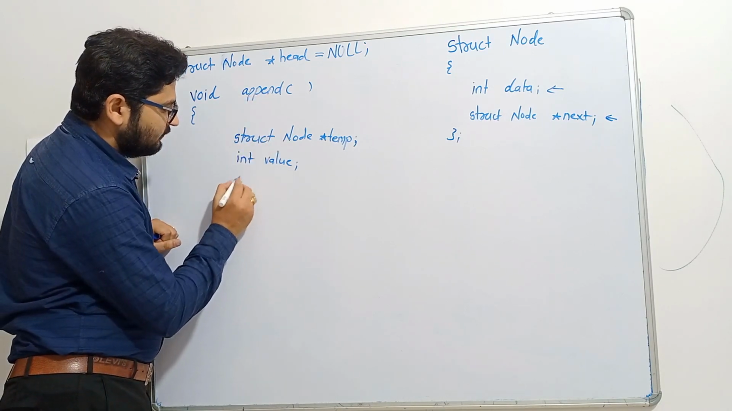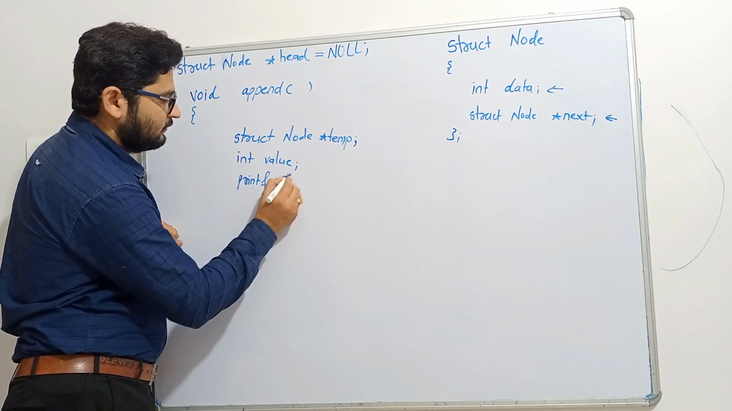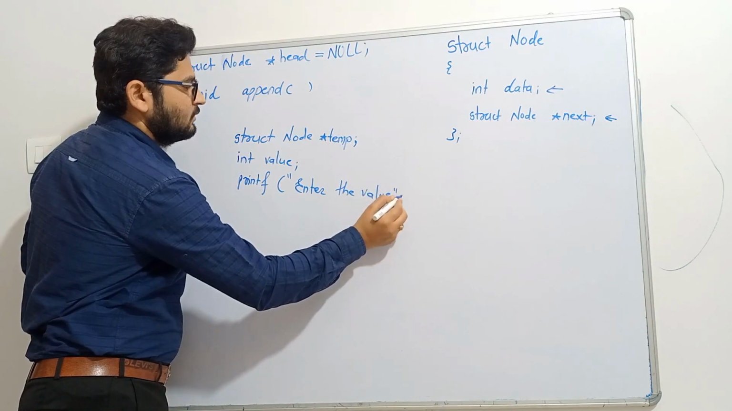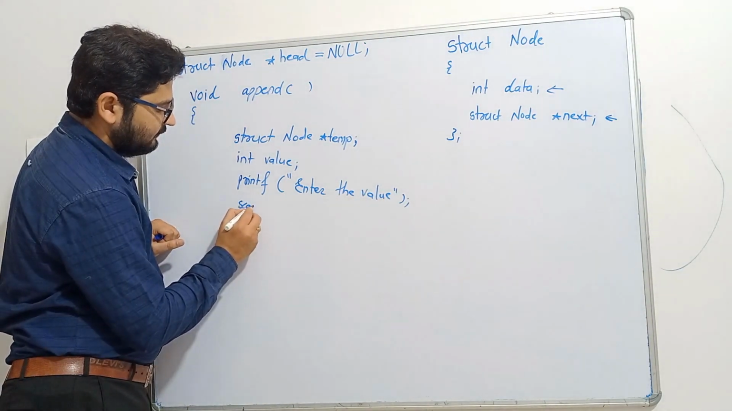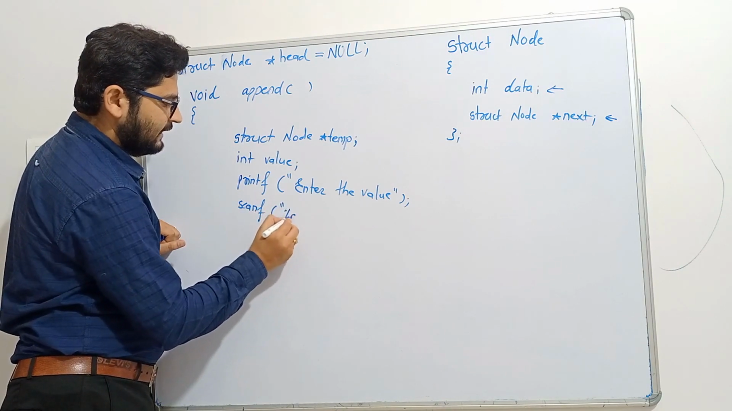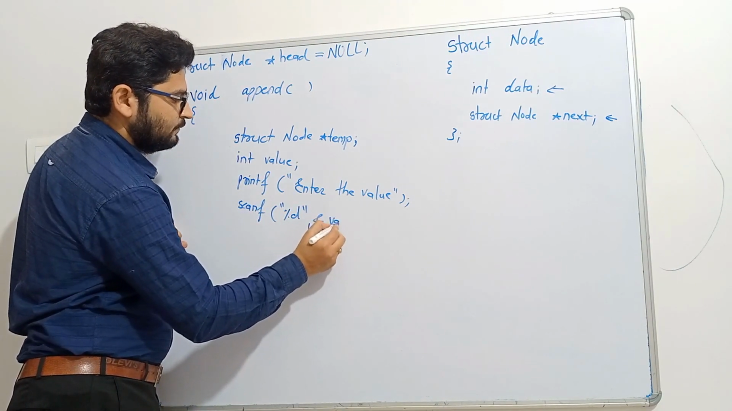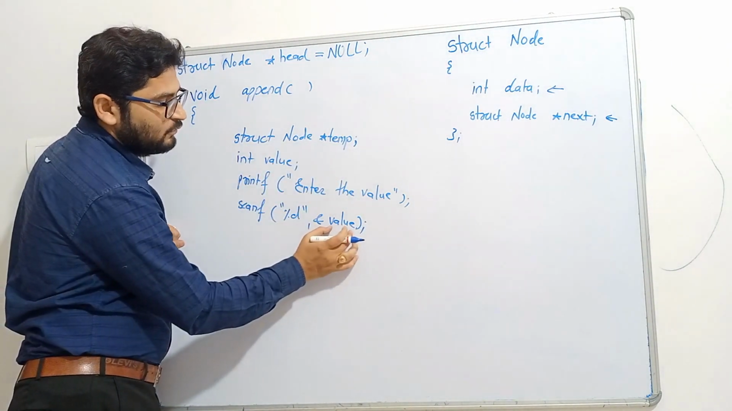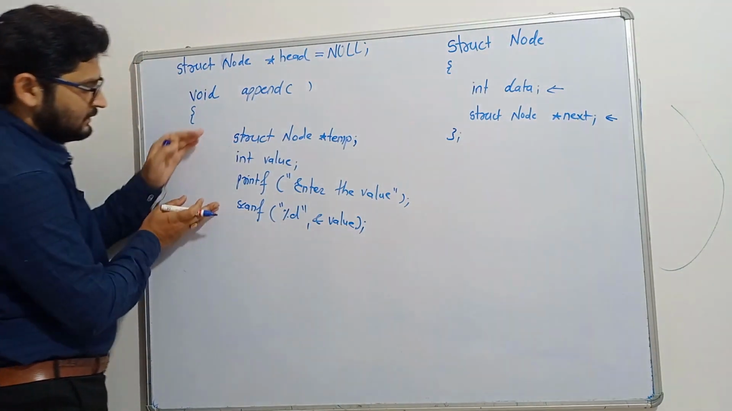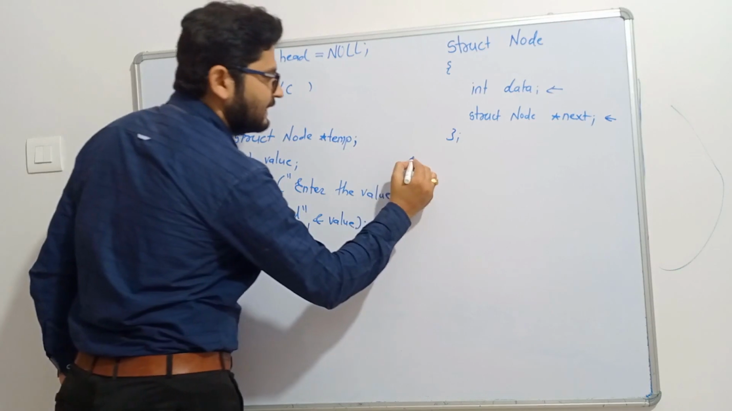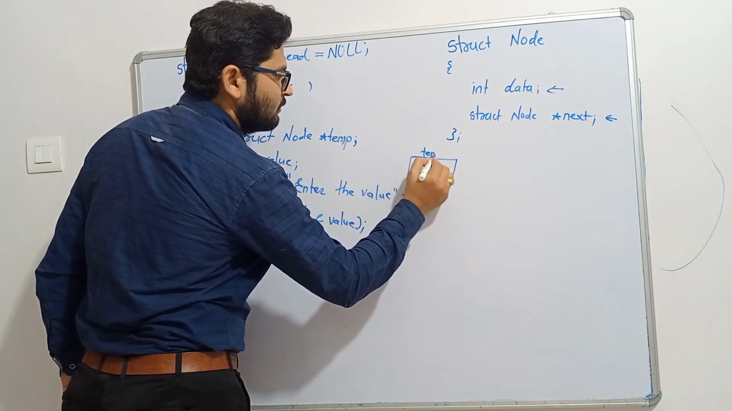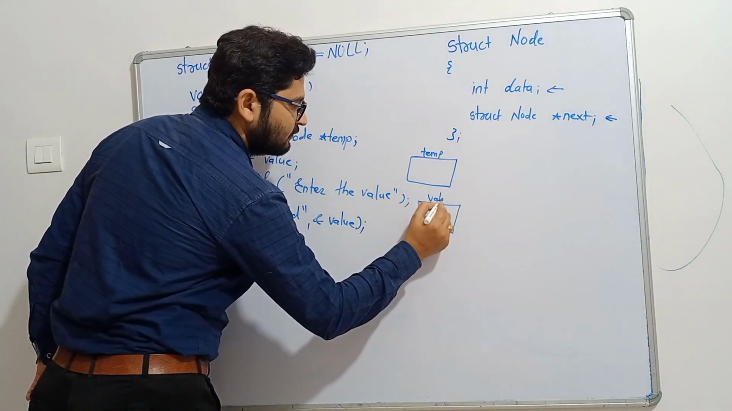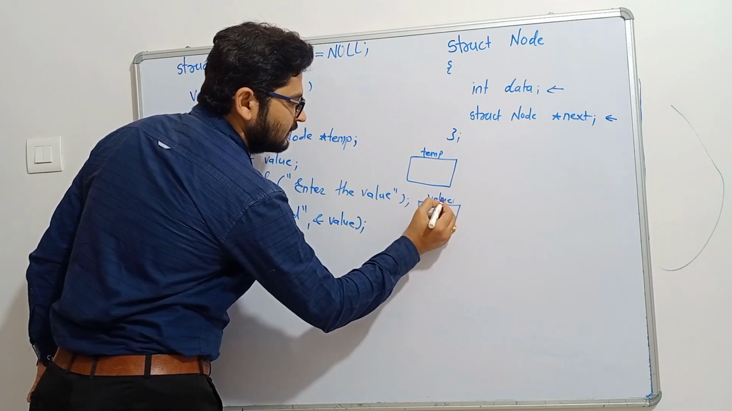So for that I will write printf "enter the value". Now scanf %d and &value. So we are asking the user to insert the value. The user will insert some value, and that I am going to store into this value. So in these 4 lines, first of all, this temp will be created, and right now it is not pointing to anything. After that, this block value will be created, and here we will ask the user to insert the value.